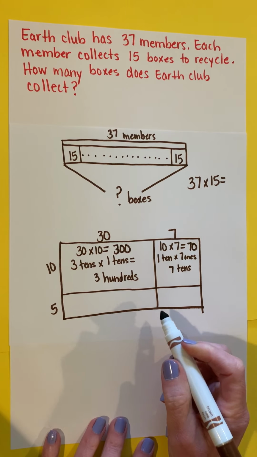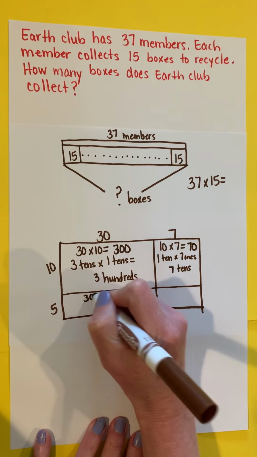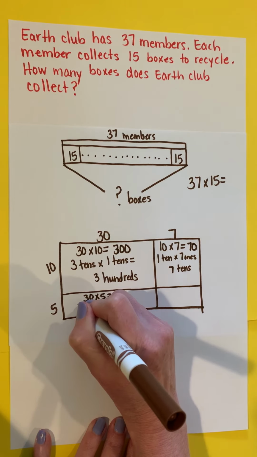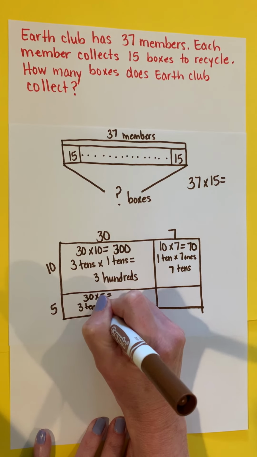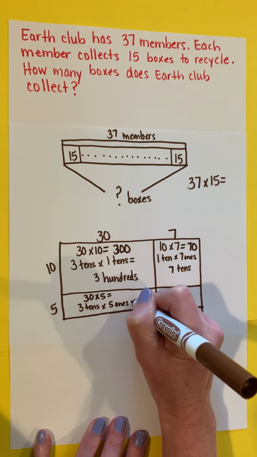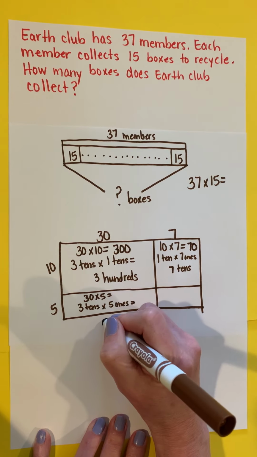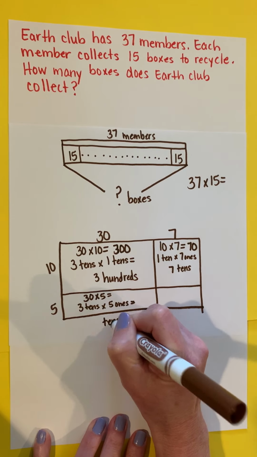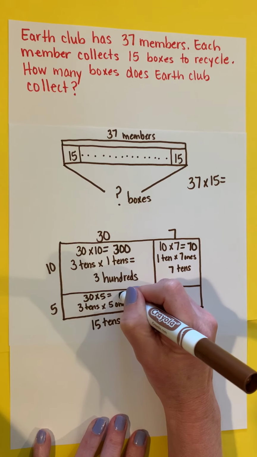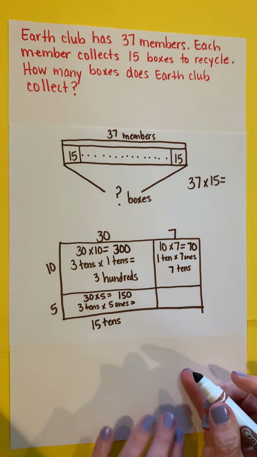Then I'm going to come down and 30 multiplied by 5, sorry, 30 multiplied 5 times. 3 tens multiplied by 5 ones. Tens multiplied by ones gives us tens. 3 multiplied 5 times gives us 15. 15 tens has a value of 150.